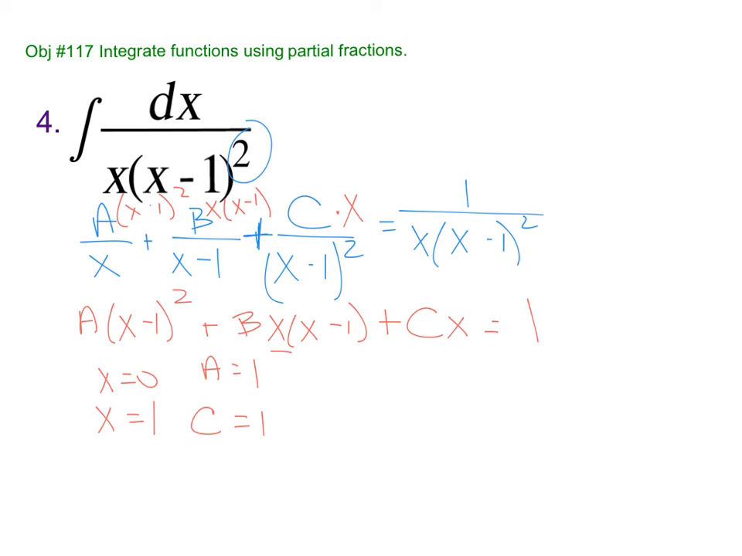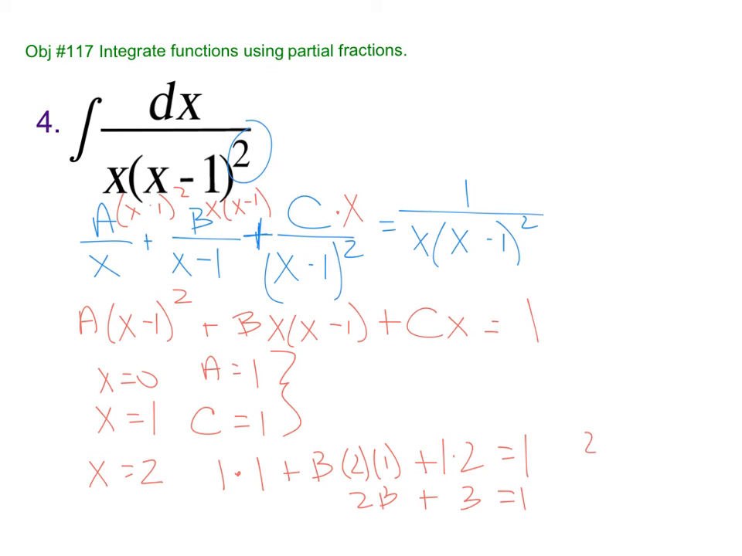Now the last one, you kind of have to just pick a number. And we're also going to have to use the fact that we got those. So I'm going to say x equals 2. We're going to do A is 1 times 1 plus B times 2 times 1 plus C is 1 times 2 equals 1. So we get 2B plus 3 equals 1, 2B equals negative 2, B is negative 1. So we had to actually plug into the entire equation, including the A and the C, to figure the last one out. That makes these more complicated.